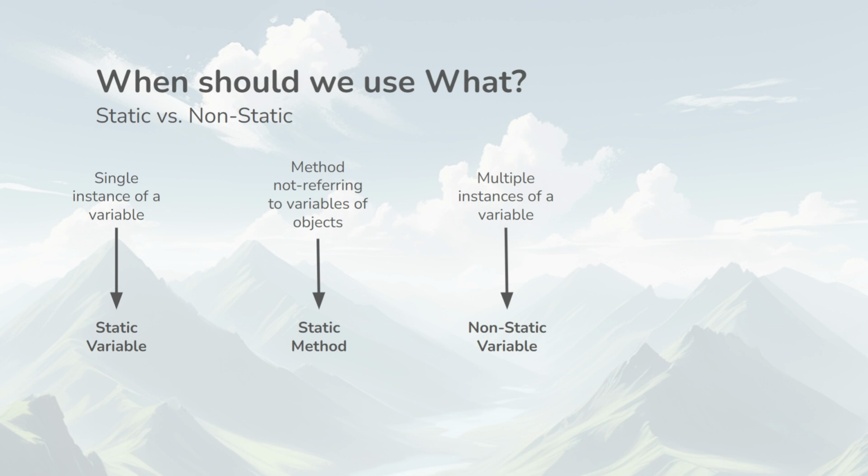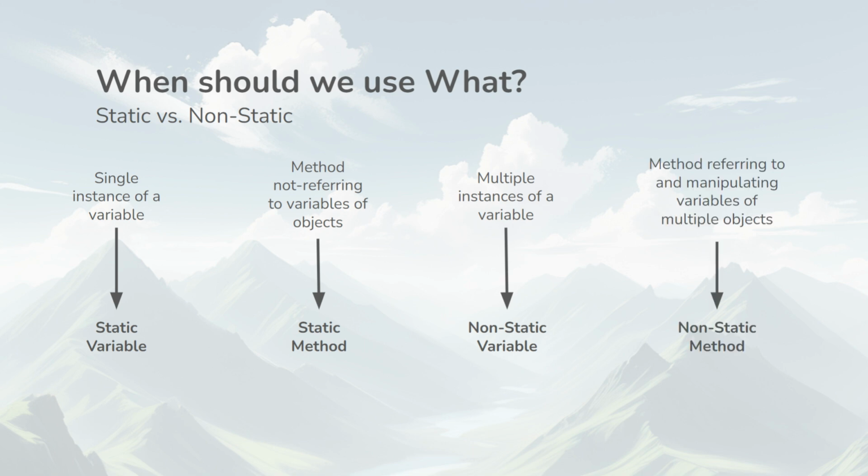If we want to create multiple instances of a variable where we will store unique values in those variables, and those should be separated by different objects, then we should go with non-static variables. And if we want to write some logic that will be restricted to the variables of an object only, then we should create non-static methods.